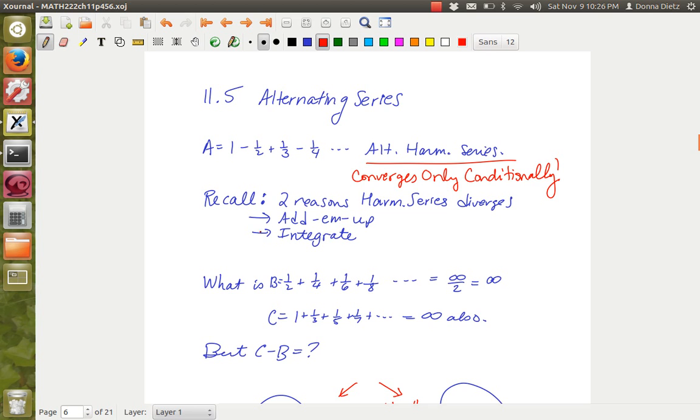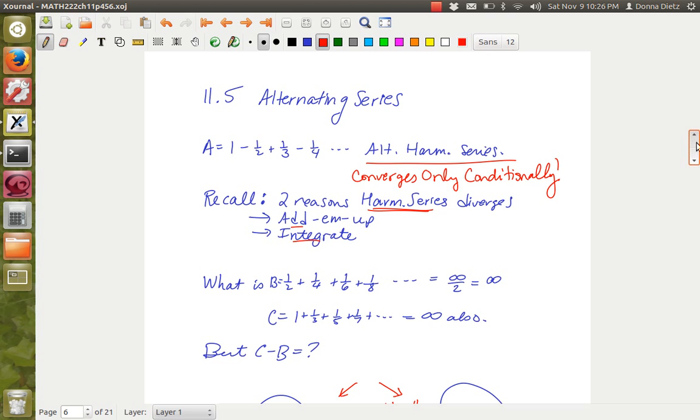So first of all, remember why the regular harmonic series diverges. There are two different ways you can show that quite easily. One is just add them up in bundles that are 1/2 or greater, and there's an infinite number of those. Or you can integrate. Either of those works just fine.